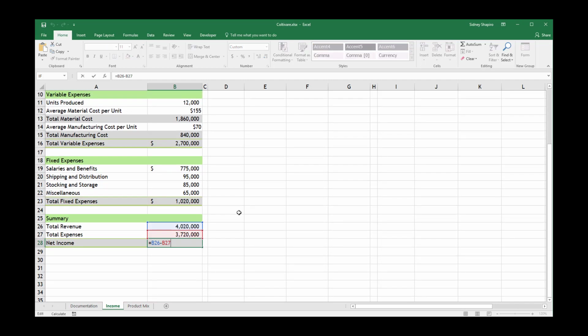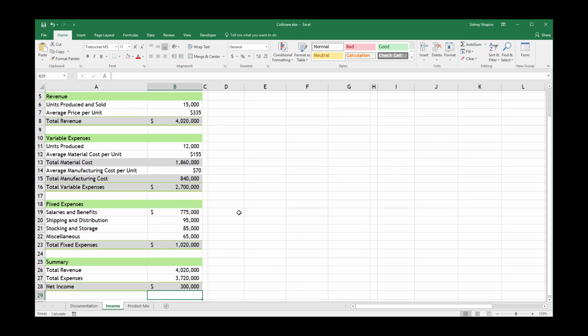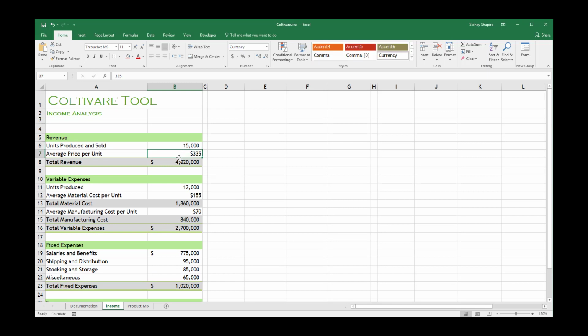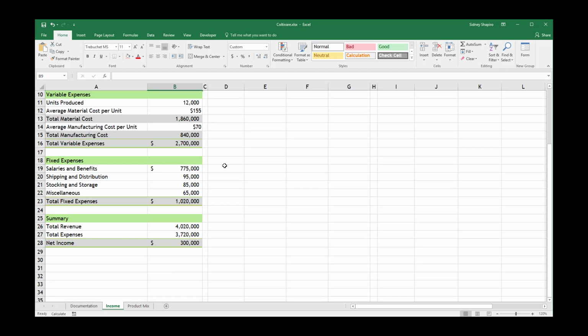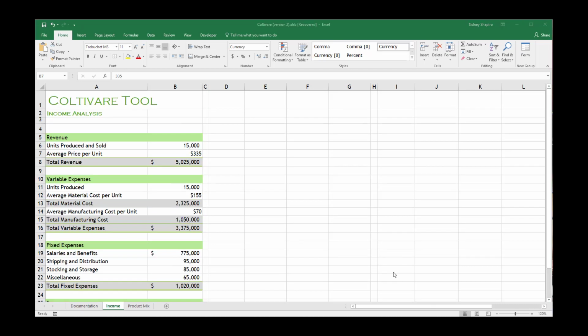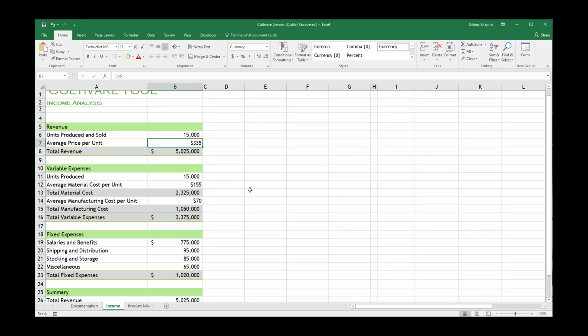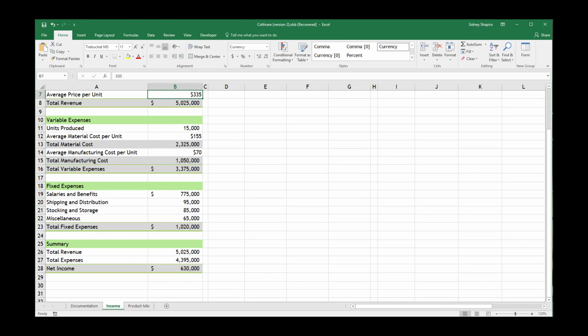Or not? Interesting. All right, let's figure out what happened. 15,000. Hang on. There we go. So we changed it to 15,000, and then our net income is now $630,000.